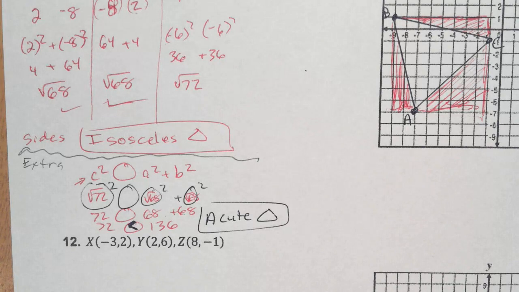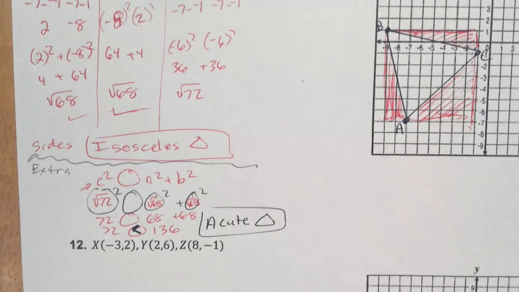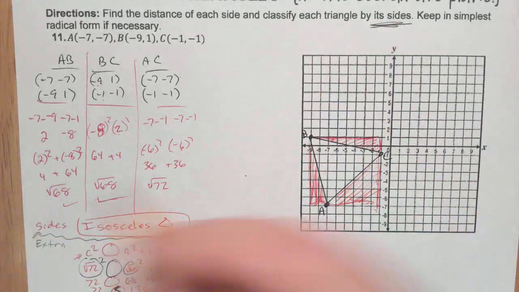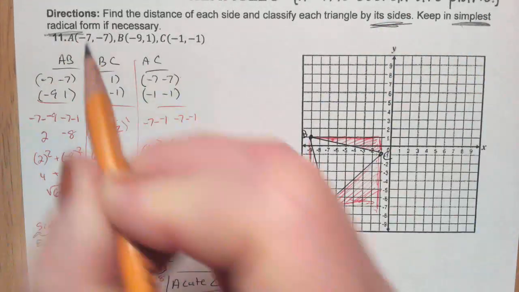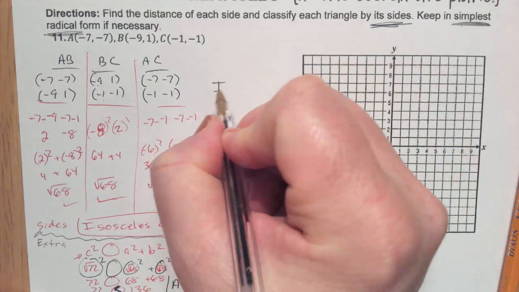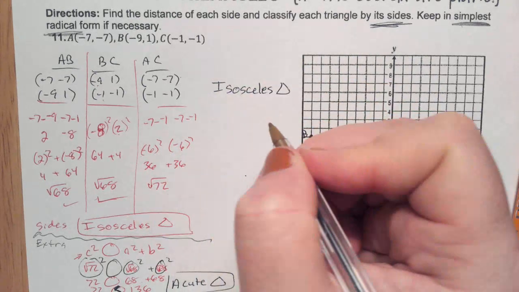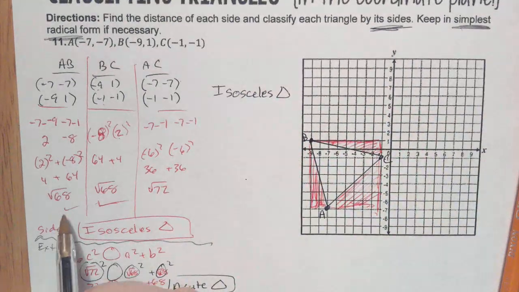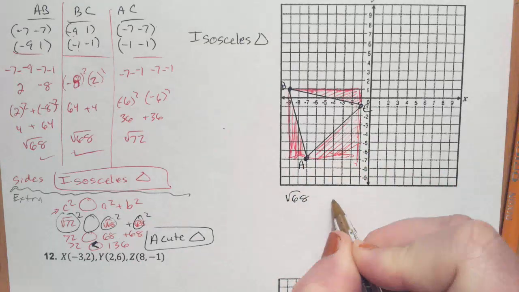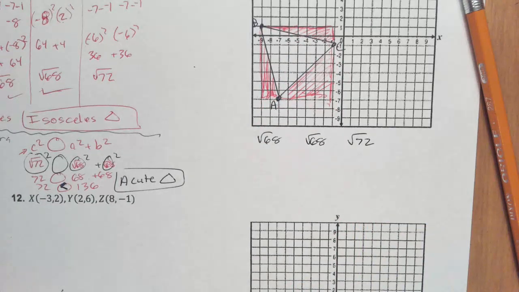Okay, so let's make sure we answered their question. So I just gave you this little extra part just for the heck of it. All right, so let's check. They said classify by the sides, and they want the simplest radical form. So our final answers were, by the sides, it was an isosceles triangle. And what were the side lengths? Okay, so we have the square root of 68, square root of 68, and the square root of 72. So we have to simplify that.